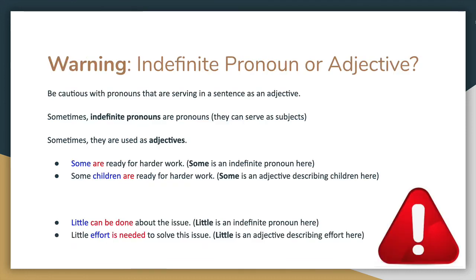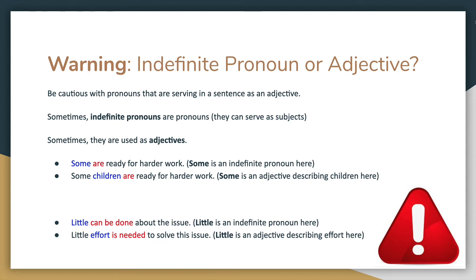I want here to give you a warning about times when words can be used as one thing or as another thing. As we had talked about in the previous slide, pronouns sometimes can be used as subjects and sometimes they aren't. Nouns sometimes are used as subjects, sometimes they aren't. It depends on what's going on in the sentence. The same is actually true of pronouns. Indefinite pronouns can sometimes serve as adjectives depending on how they're being used. So you'll want to be cautious with pronouns that are serving in a sentence as an adjective.